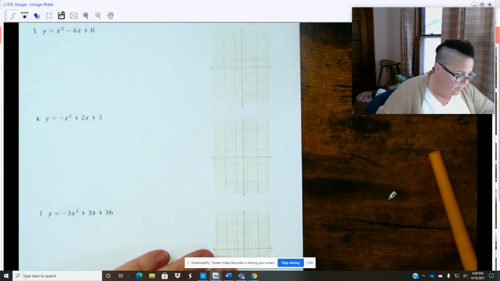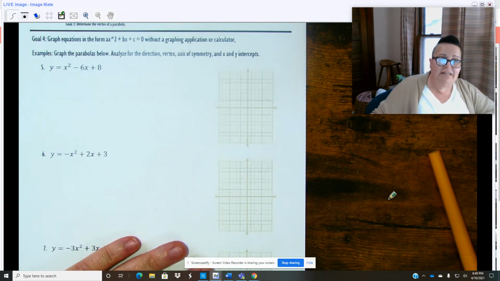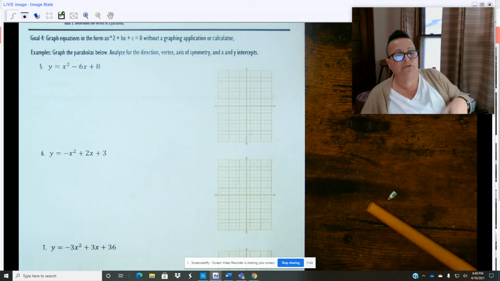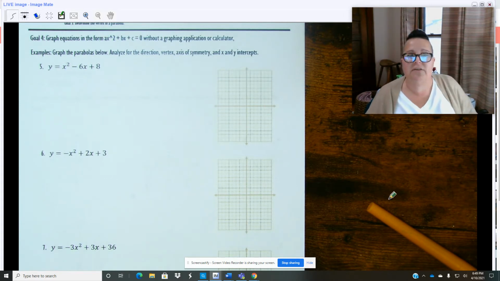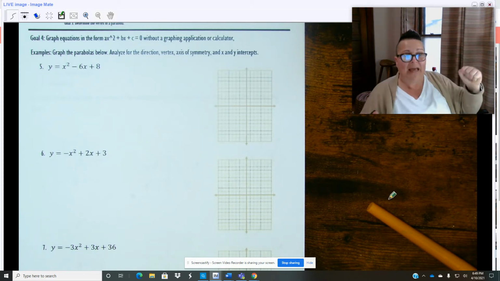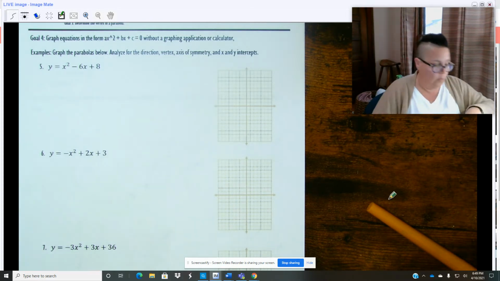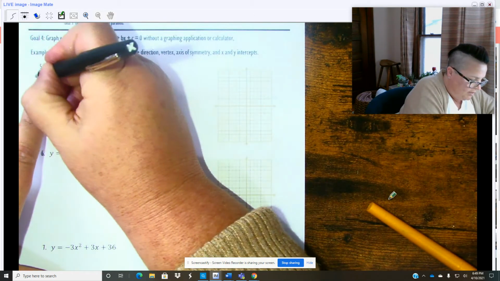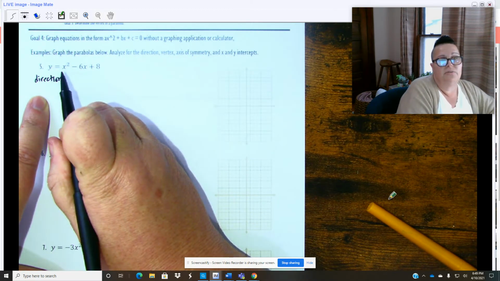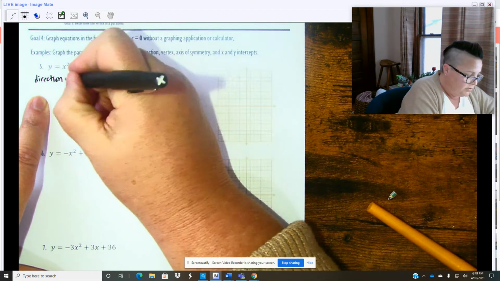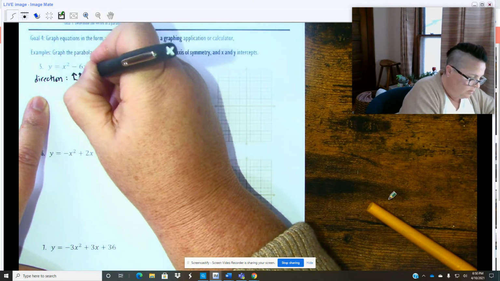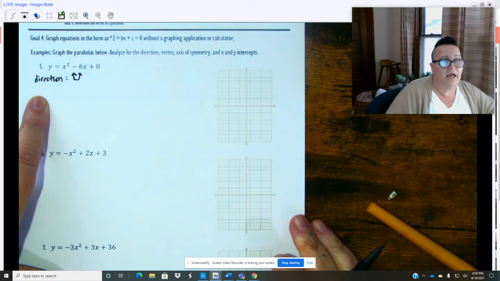Okay. We are going to sketch some graphs without a graphing application or a calculator. We're going to use the parabolas. We're going to analyze for the direction, the vertex, the axis of symmetry, and the x and y intercepts. Okay, we got this. So the same thing we found before. Let's look at this, the direction. This particular parabola starts with a 1x. That's a positive 1. So the direction here will be up. It's going to open up. If you want to, you can draw a little one opening up. We're going to be a smile, not a frown.